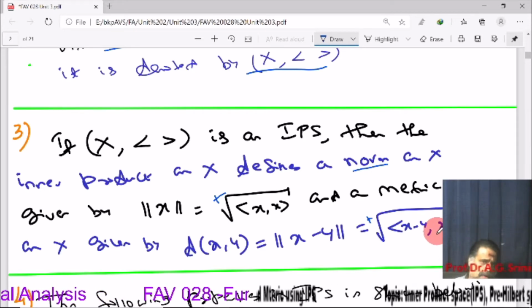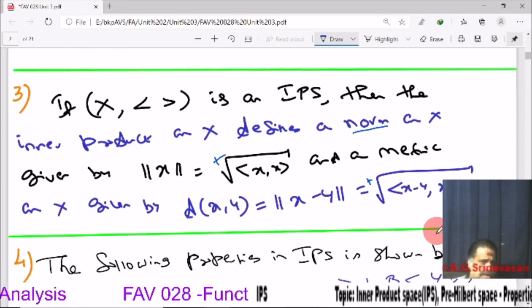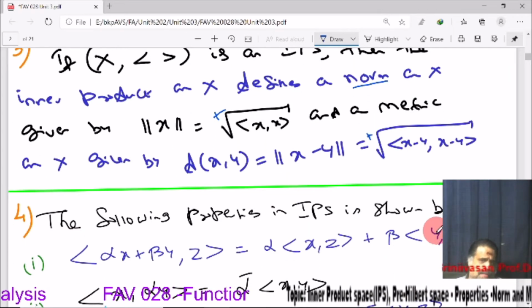Now we are going to discuss some more properties of inner product space.